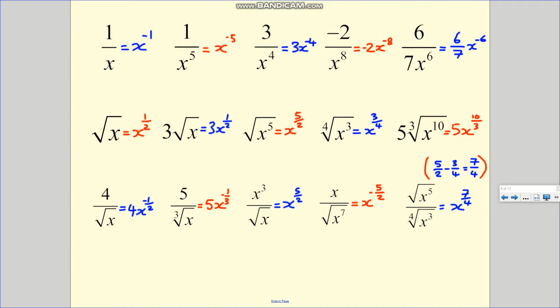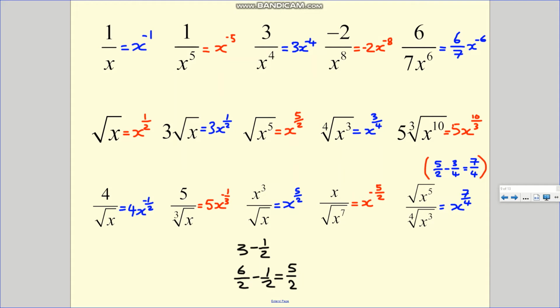X cubed over the square root of x, what we need to do is take away the powers here. So we've got x to the power of 3, take away x to the power of a half. Alright, 3 is just the same as 6 halves minus 1 half. So that gives us x to the power of 5 halves. Okay, remember from National 5, your laws of indices are that if you've got the same base to 2 different powers and you're dividing them, all you do is take away the bottom power from the top power. Okay, same with this one.